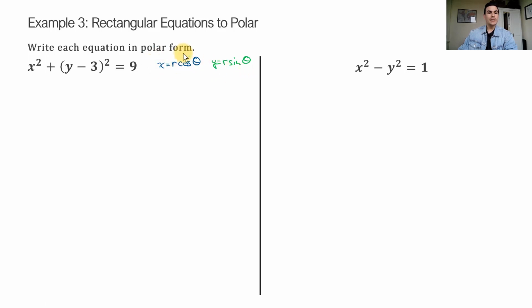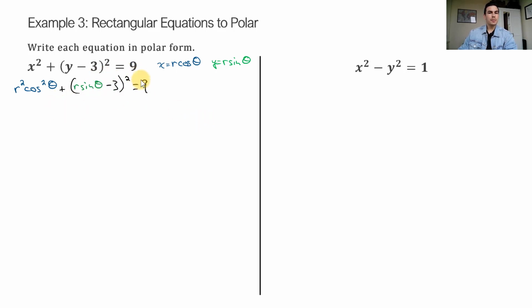So I can just go ahead and take these equations and use substitution in here. Everywhere I see x, I'm going to substitute r cosine theta, and everywhere I see y, I'll substitute r sine theta. So that leaves me with r squared cosine squared theta plus (r sine theta minus 3) quantity squared equals 9.